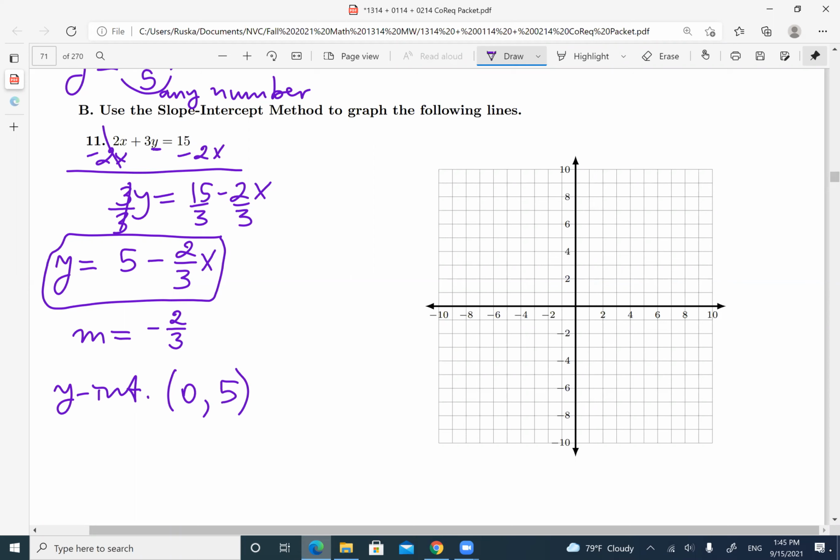So after you find the slope and the y-intercept, we're going to graph now. And this is how you graph it. The first step is to graph the y-intercept, which is 0, 5. So I'm going to graph 0, 5, this point here, on the y-axis at 5. And then from that point, the second step is the slope. What does that mean? This -2/3, if it's negative, you're going to move the negative to the top.